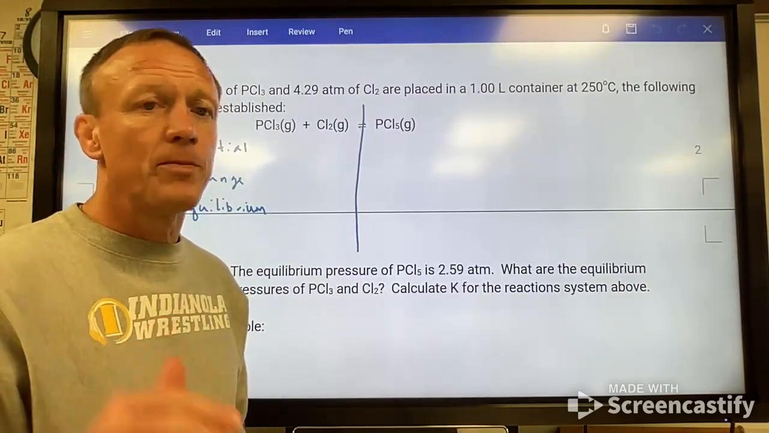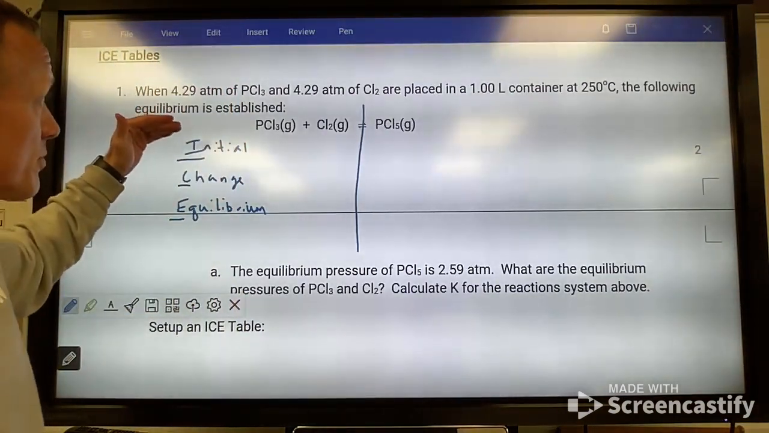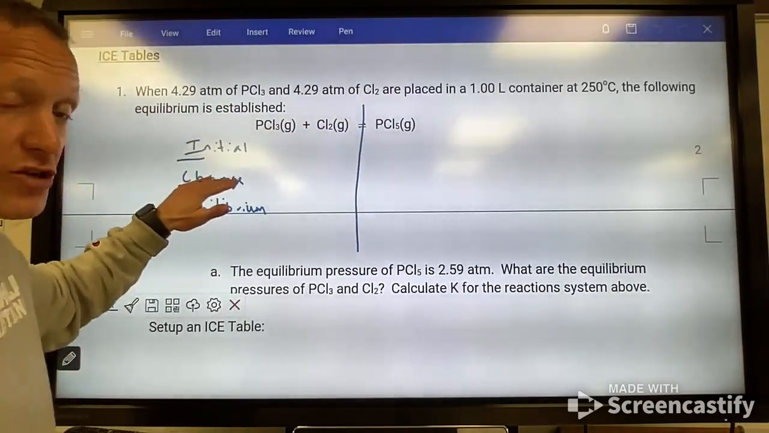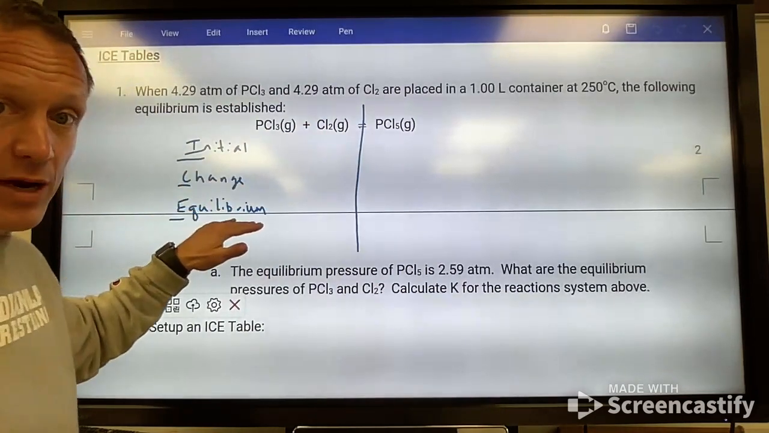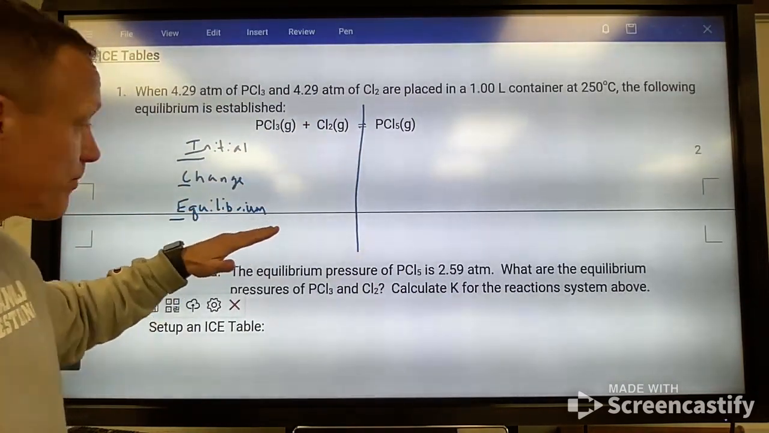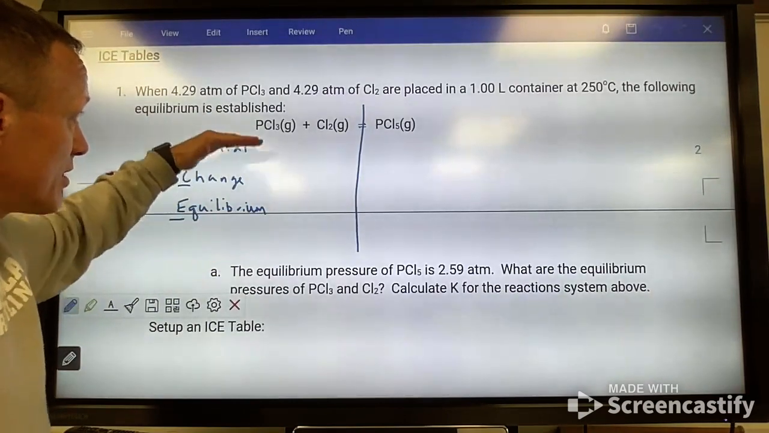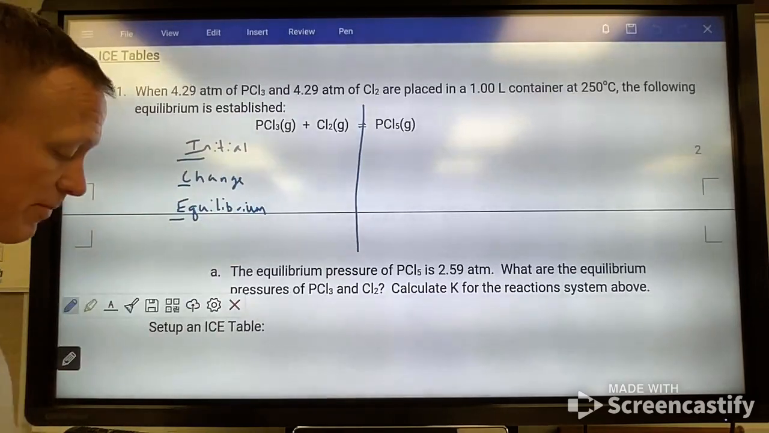Before, change, after. Now it's going to be ICE: what's there initially. What pressures or molarities are there initially of these things? What's the change as the reaction goes and reaches equilibrium? And what is there at equilibrium? Remember, your K value is based on the value at equilibrium. K value is not what's there initially. It's not the change. Your K value is what is there at equilibrium.